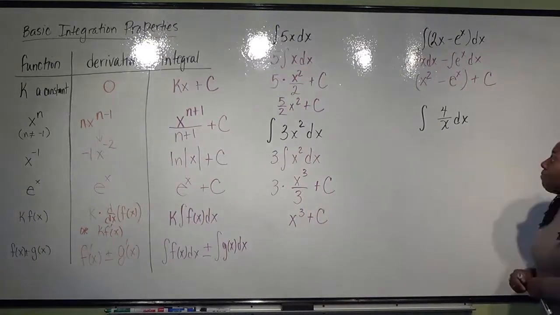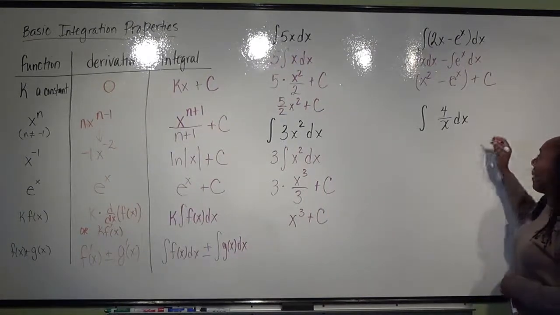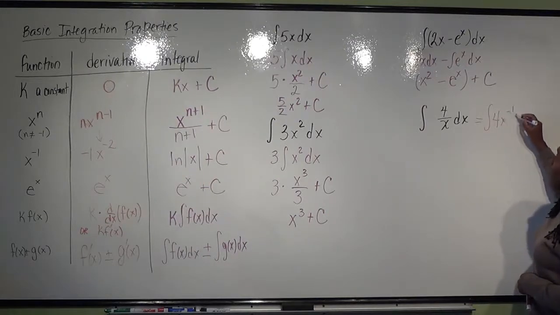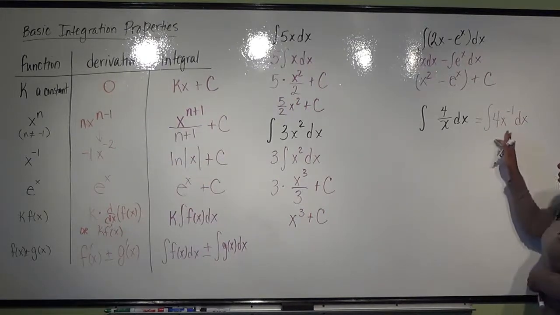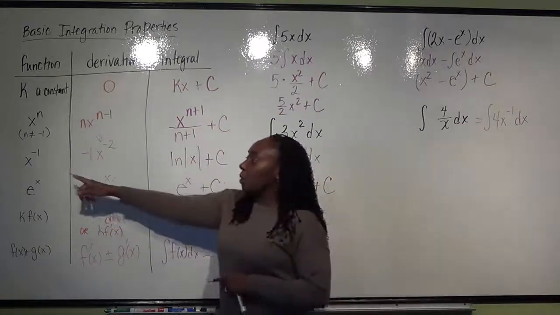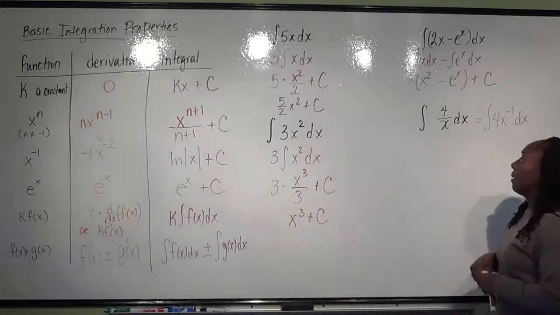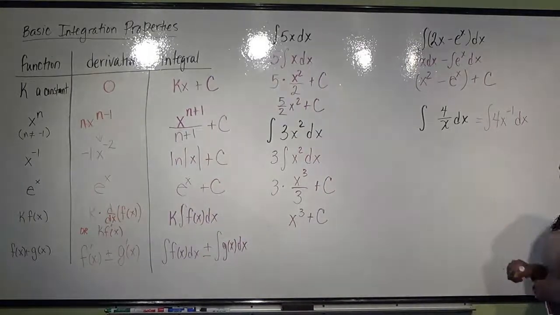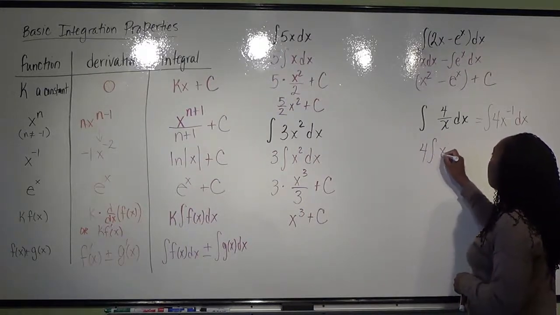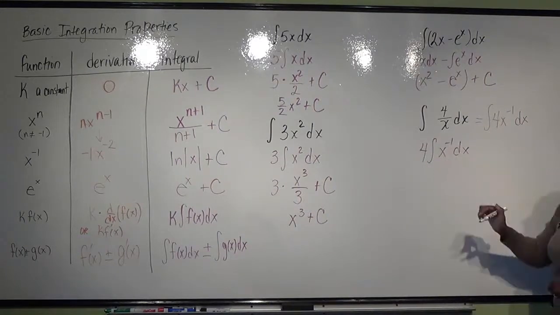In this last one, I'm looking at the integral of 4 over x dx. And if it helps, this one I can think of as the integral of 4x to the negative 1 dx. So here I can see that I'm going to use my x to the negative 1 property, which says that my antiderivative is an ln of x. The only difference is I have that 4 out front. So here again I'm going to bring the 4 out front. Now I'll apply my property.